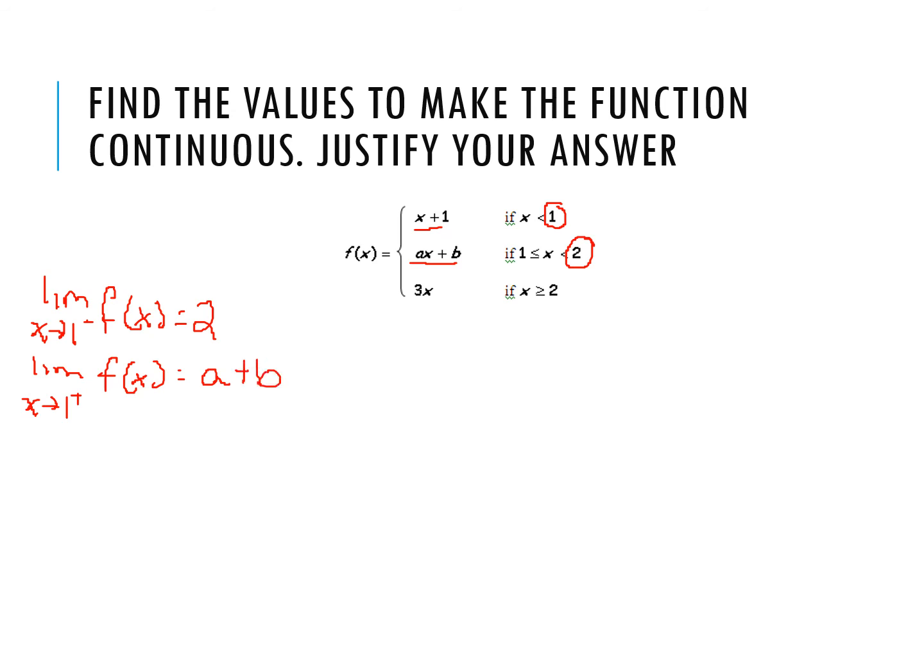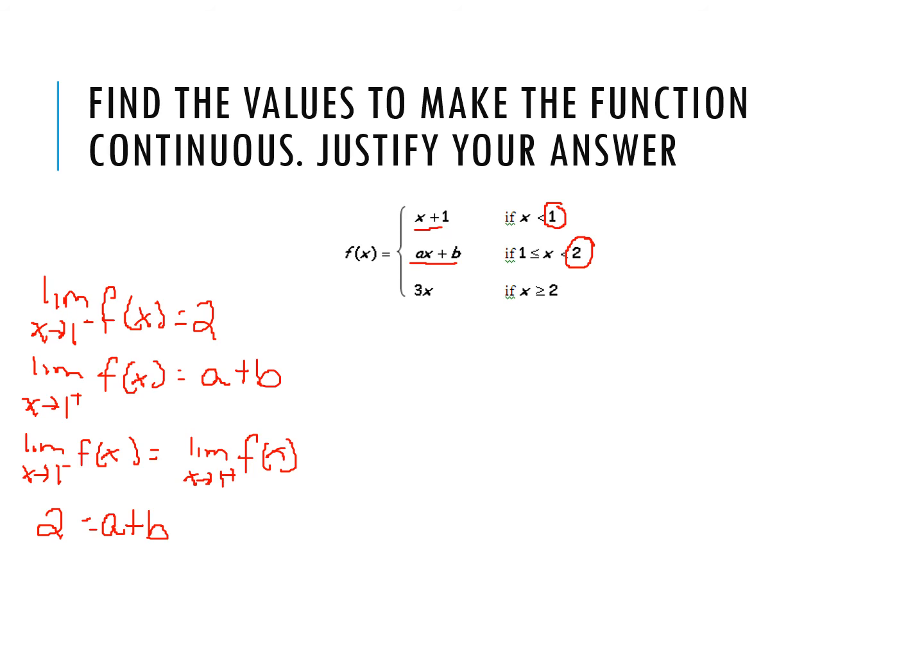Now, in order for this to be continuous, the limit as x approaches 1 from the left would have to equal the limit as x approaches 1 from the right. So in other words, 2 has to equal a plus b. Now we have two unknowns and one equation, so we need another equation. So let's find the limit at 2.